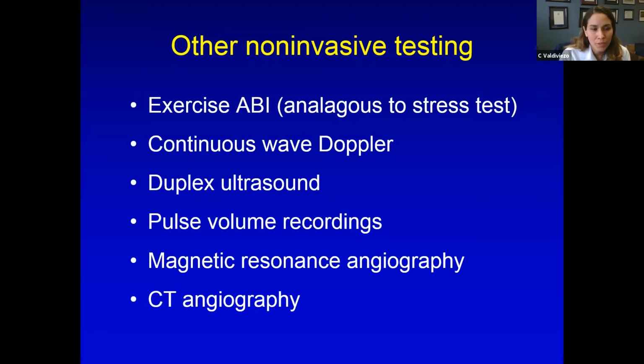Then you can also obtain continuous wave Doppler, and based on the wave Doppler pattern, you can find stenosis. Then duplex ultrasound, there's pulse volume recordings, MR angiography, and CT angiography. But of course, all these testing is much more involved and complicated compared to a simple ABI as a screening method.